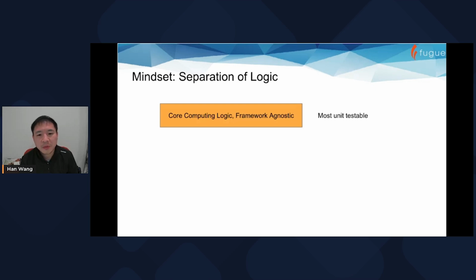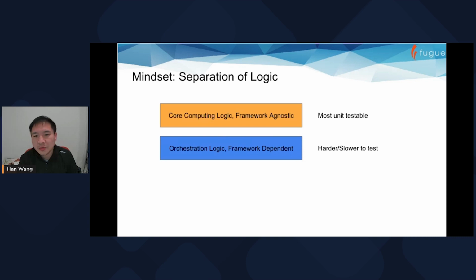The first layer should be the core computing logic. That should be framework agnostic, and this part should be the most unit testable part. The second layer should be the orchestration logic, where it has to be framework dependent. This part is more difficult and can also be slower to test. For example, if you want to test a Spark application, you probably have to have a Spark cluster, a local cluster. And that can take a lot of time if you have a lot of such tests.